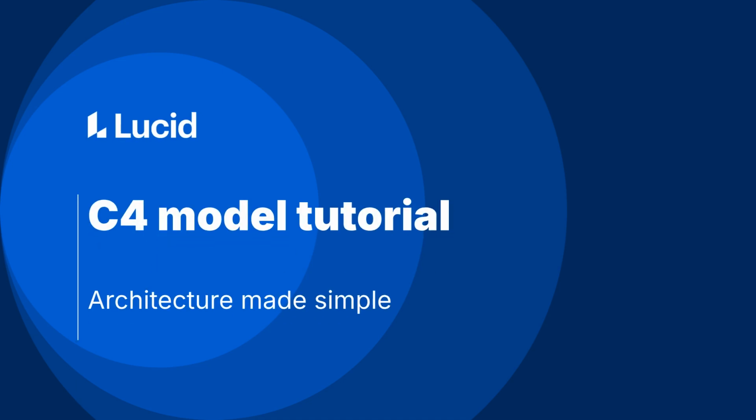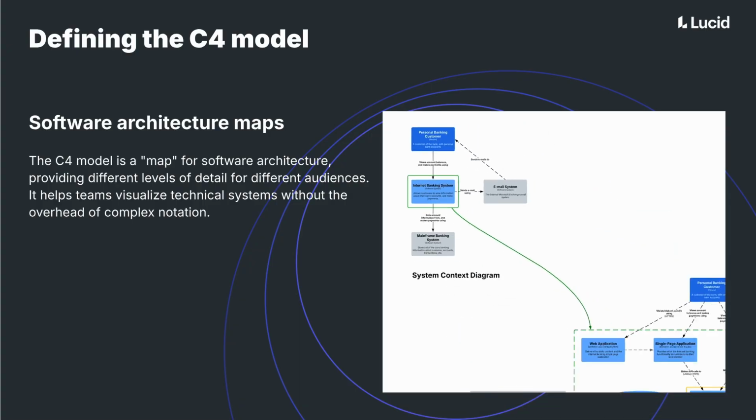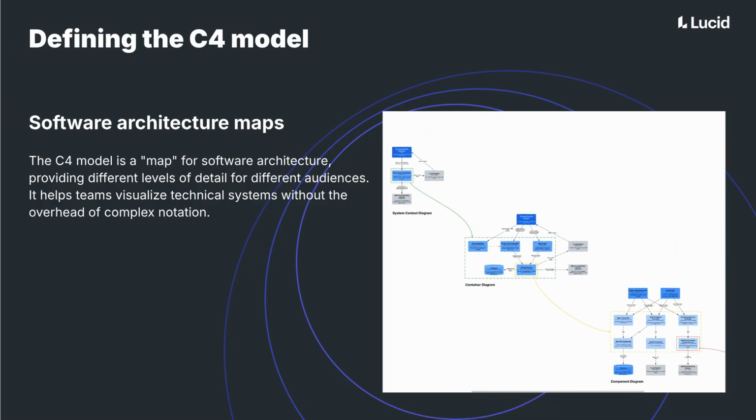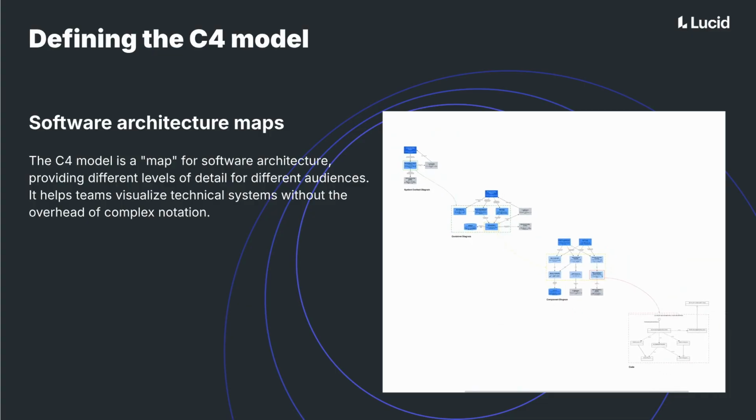Creating clear software architecture doesn't have to be complicated. In this tutorial, we'll explore the C4 model and show you how to build your own diagrams in Lucidchart. So what is the C4 model in software architecture? Essentially, it's a way to create maps of your code at different levels of detail, much like a physical map.